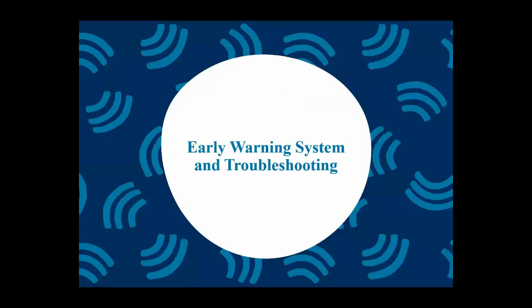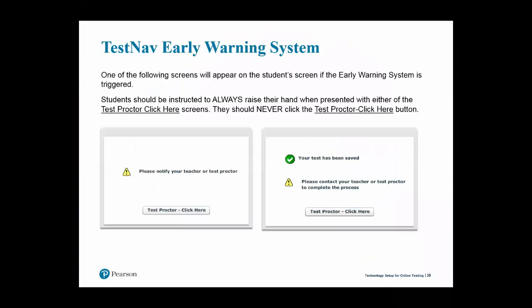So now we'll talk here about the early warning system and troubleshooting. While your students are testing, if anything goes wrong, a message will appear on the student screen, and it will look similar to this, where it may show, please notify your teacher or test proctor, click here. Or the example on the right-hand side here, your test has been saved, please contact your teacher or test proctor to complete the process, test proctor, click here.